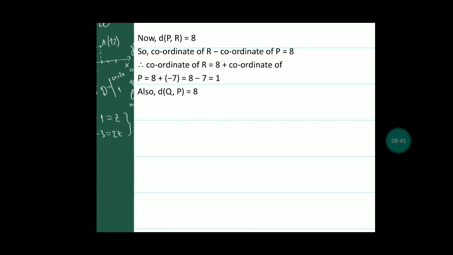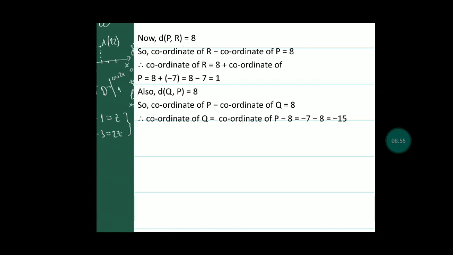Also, distance of QP is equal to 8. So, coordinate of P minus coordinate of Q is equal to 8. Therefore, coordinate of Q is equal to coordinate of P minus 8, which is minus 7 minus 8, equal to minus 15.